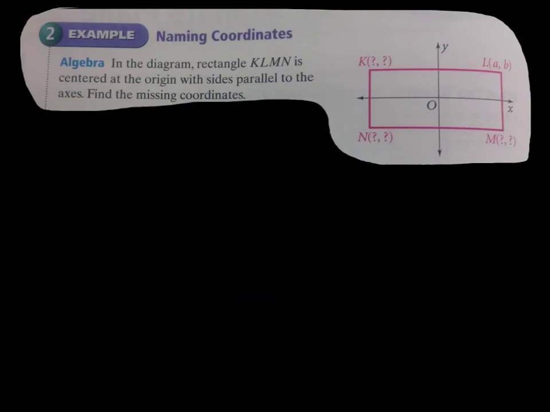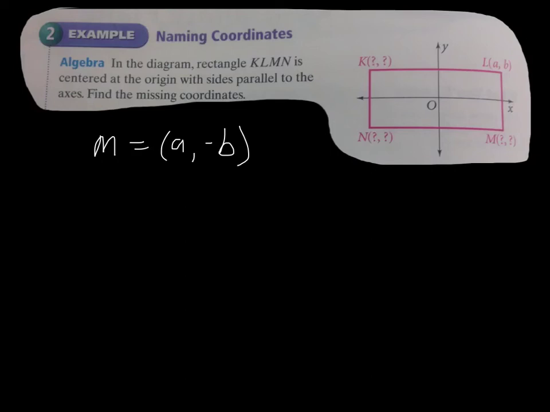I would like to begin with M. M is straight down from L. So we know that the coordinates of M are going to be, first letter tells you left or right, second tells you up or down. So M is going to be the ordered pair A and then negative B. It's the same distance below the x-axis as L is above it, and it's the same distance to the right of the origin.